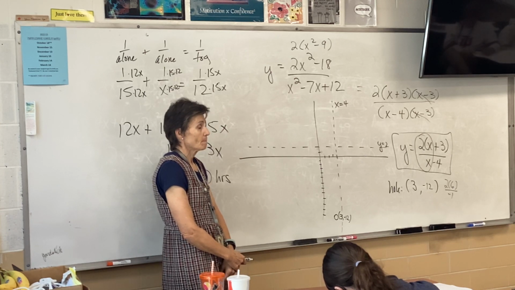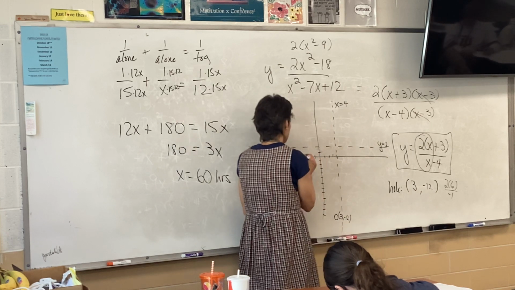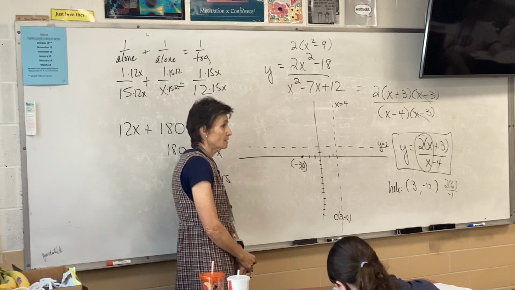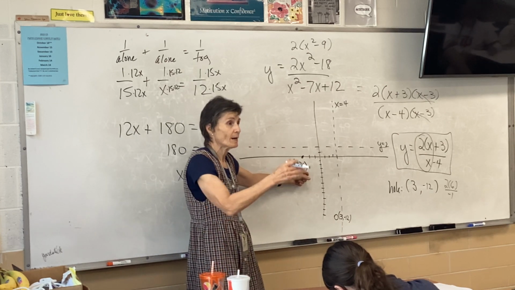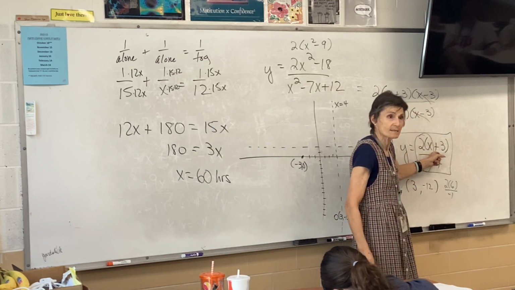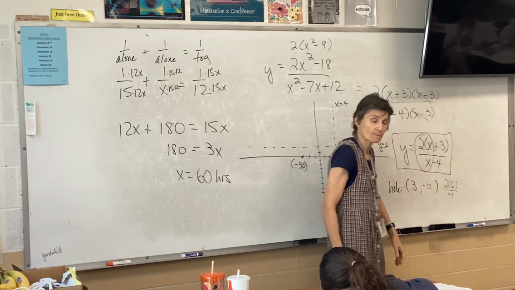X-intercept at negative 3, because x-intercepts make the function 0. They give you a 0. If you put in a negative 3 on the top, you get 0. The numerator is 0 if you let x be negative 3.